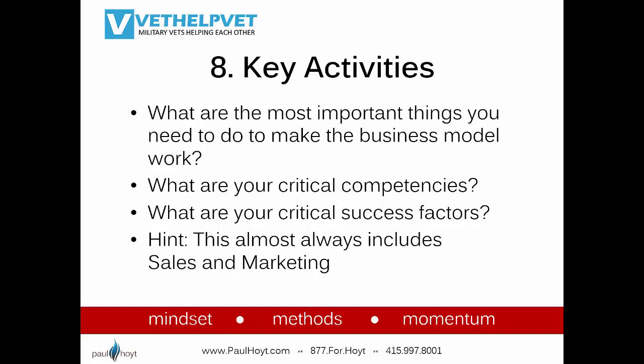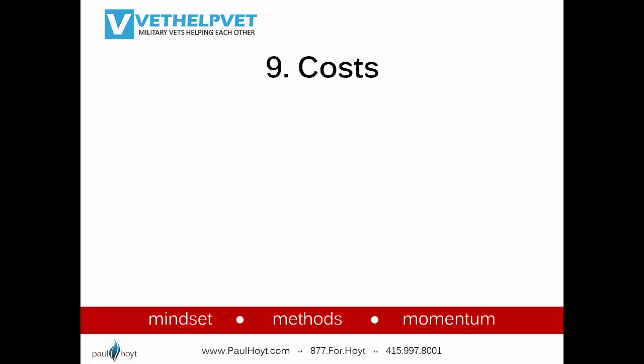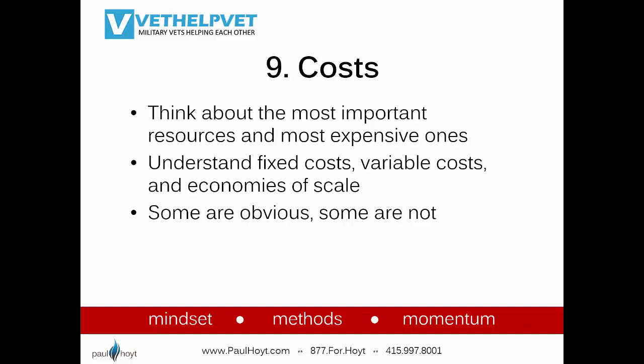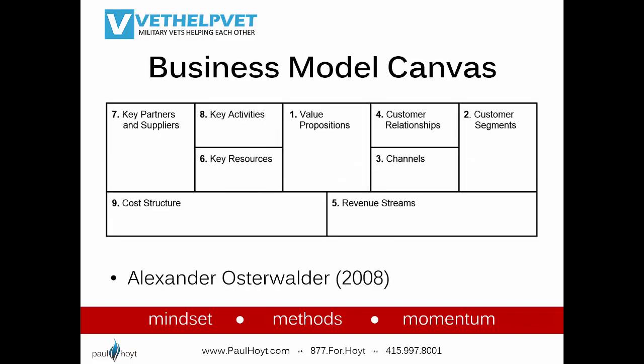And the last section of the business model canvas is on cost. This is where you think about the most important resources and the most expensive ones, where you understand your fixed costs, your variable costs, and your economies of scale, making the note that some of them are obvious and some of them are not. So that is the business model canvas, which was introduced again by Alexander Osterwalder in 2008, and which you can use to define your business or your new product opportunity within your business.